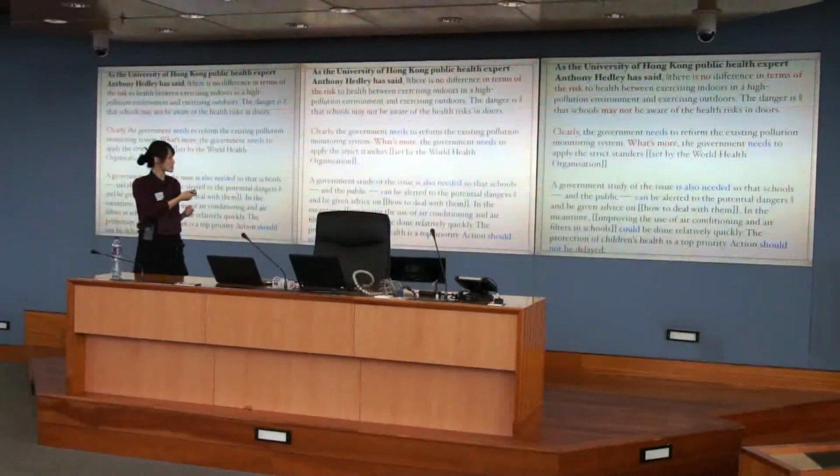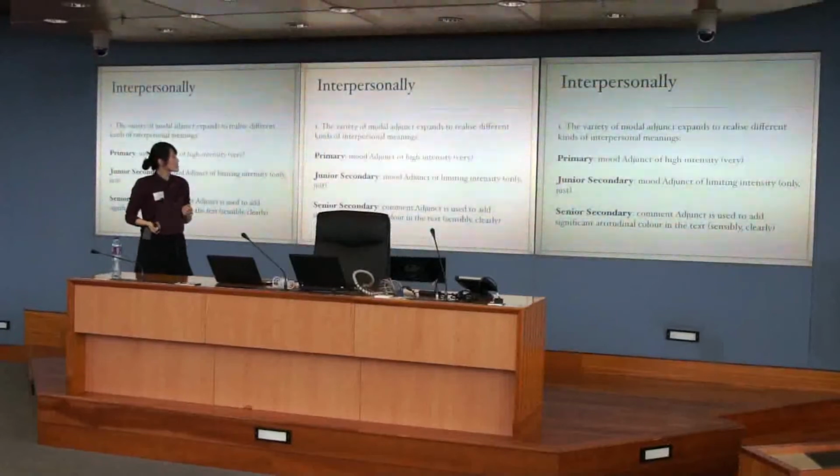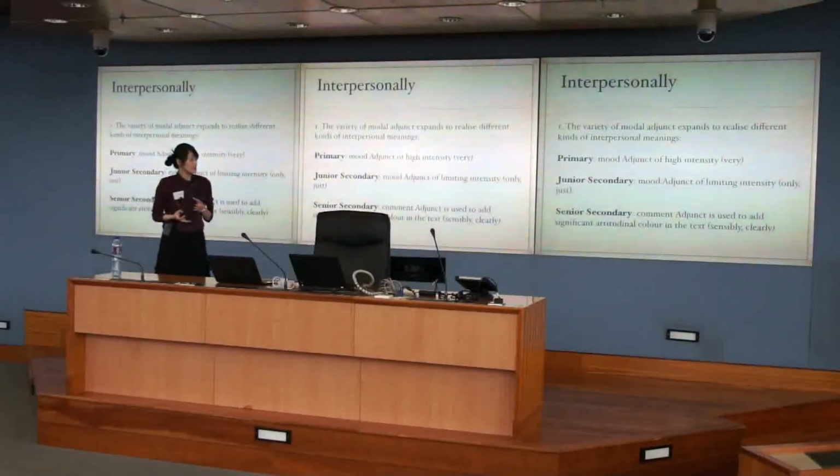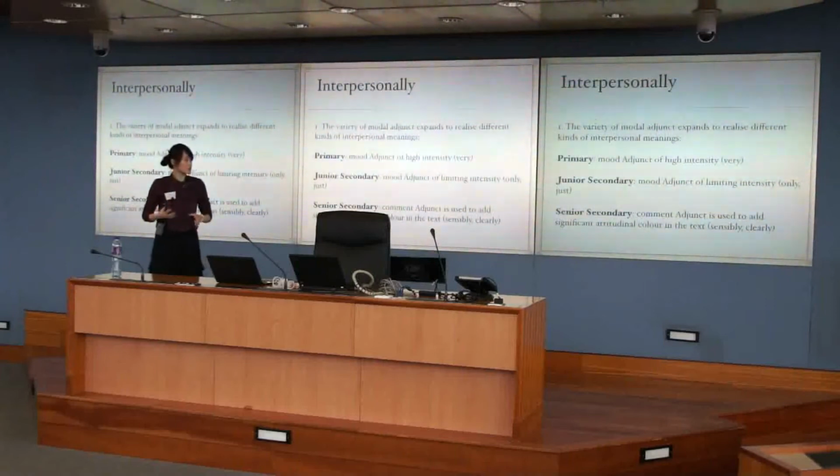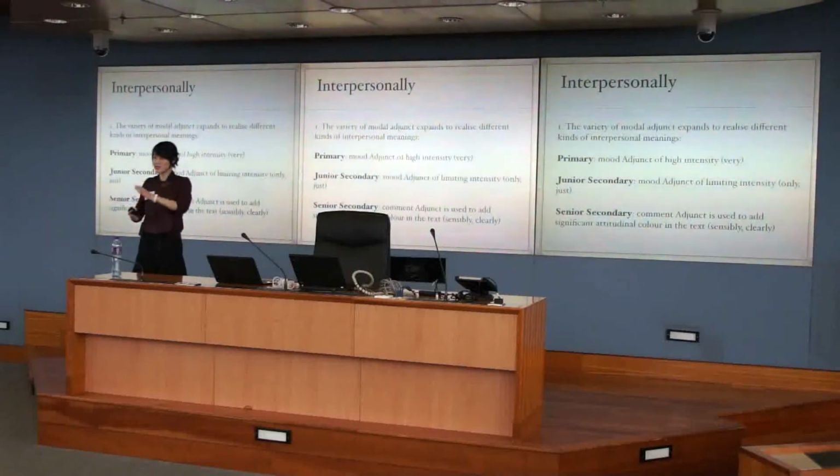So let me summarize some of the points here. You can see that mood adjuncts realize different kinds of interpersonal meanings. First of all, in primary, they use mood adjuncts of high intensity, like very, then move to mood adjuncts of limiting intensity, only, just. And then in secondary, they use comment adjuncts, like sensibly, clearly, to add significant attitudinal color in the text.